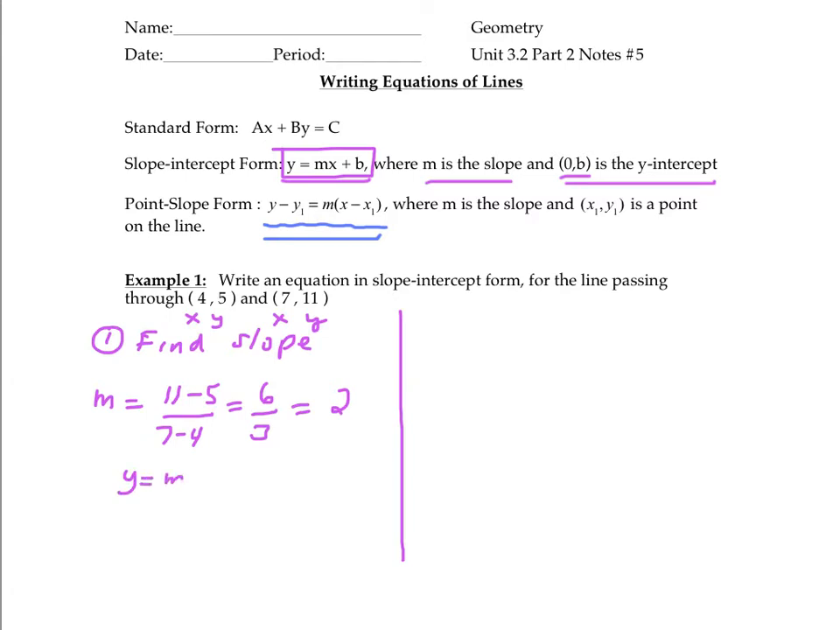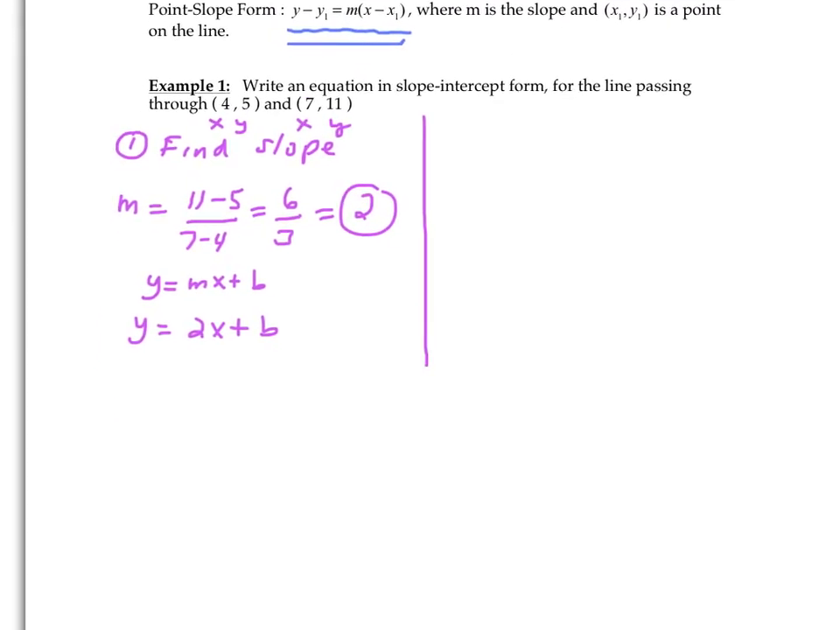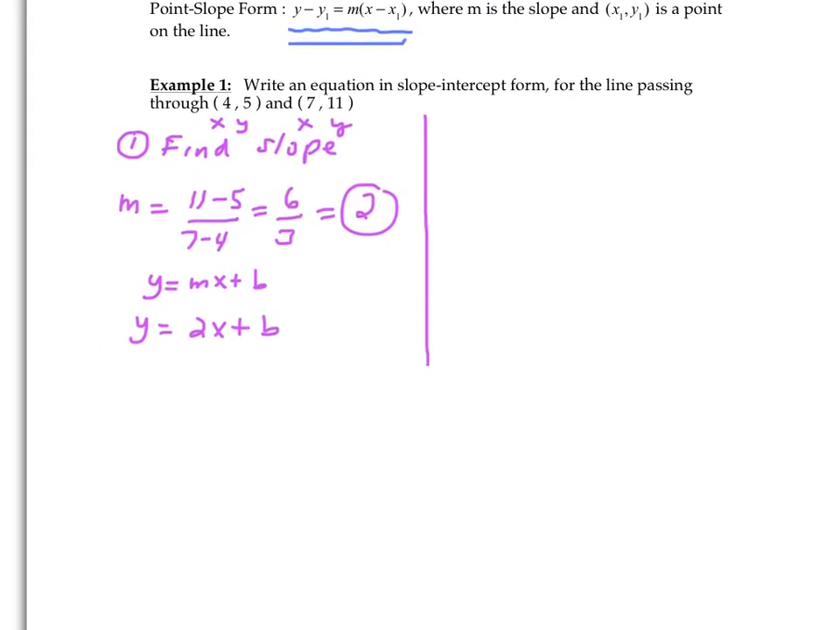So think about this. Our goal is to get an equation in y equals mx plus b form, so far we have the m. So right now we have y equals 2x plus b. Well, we have to find the y-intercept. So what you can do is just choose one of your 2 points, and I'm going to use the first one. We're going to plug 4 in for x and 5 in for y. Say 5 equals 2 times 4 plus b.